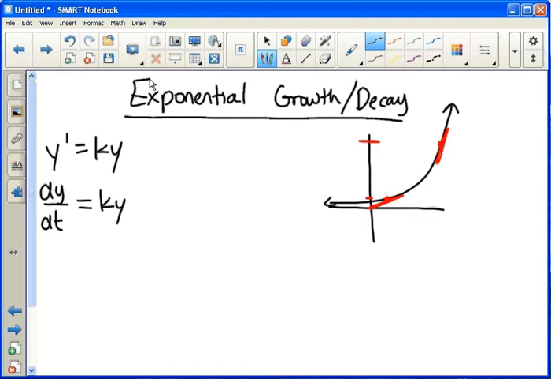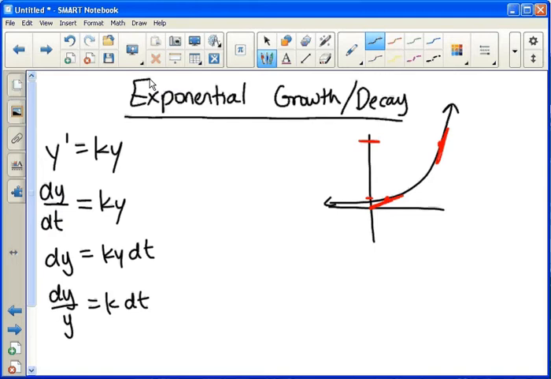That's the first step. So I'm going to multiply both sides by dt. That gives me this. The next thing I want to do is divide both sides by y, because now my variables have been separated. Everything that has a y in it is on the left side. Everything that has a t in it is on the right side.